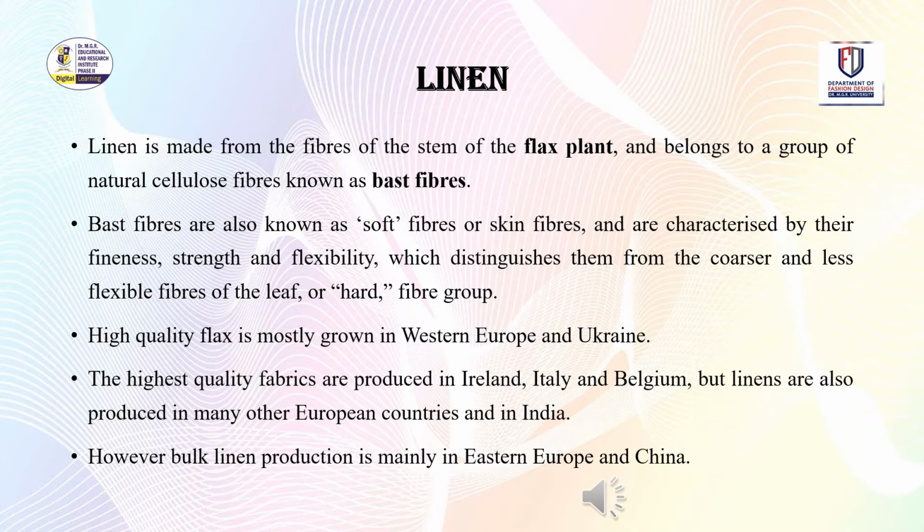High quality flax is mostly grown in Western Europe and Ukraine. The highest quality fabrics are produced in Ireland, Italy and Belgium, but linen is also produced in many other European countries and in India. However, bulk linen production is mainly in Eastern Europe and China.